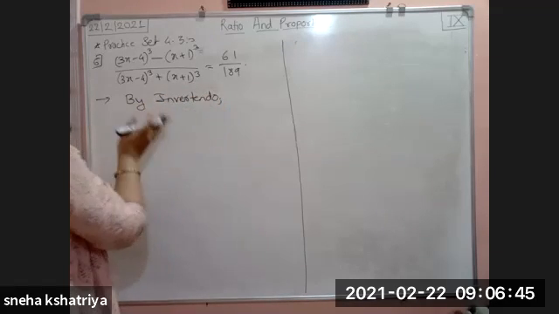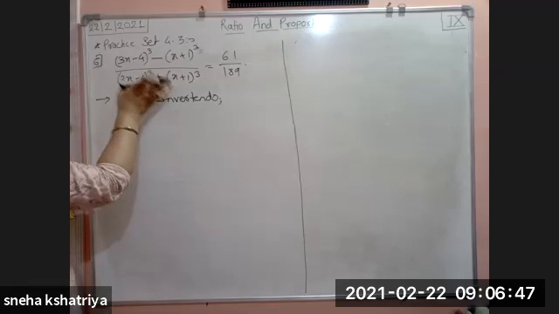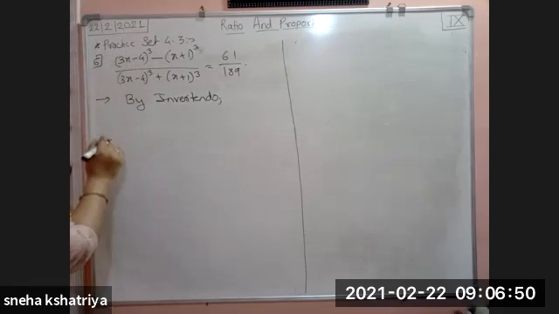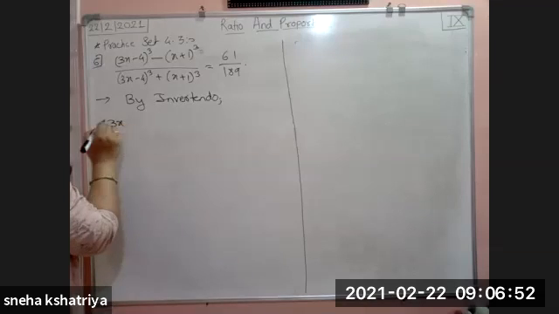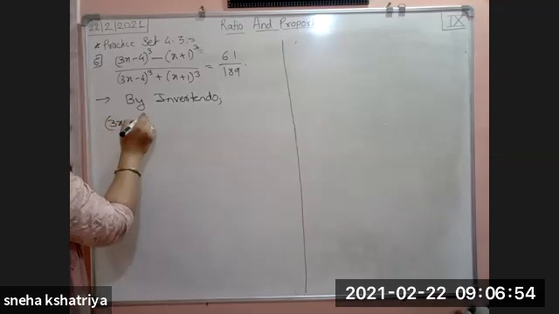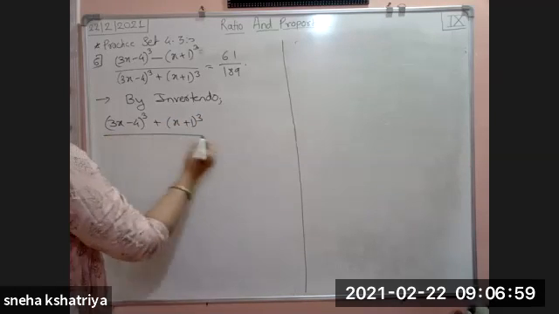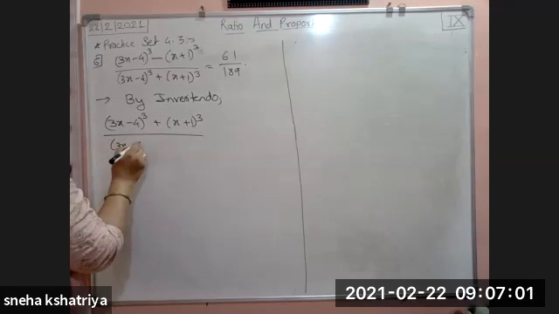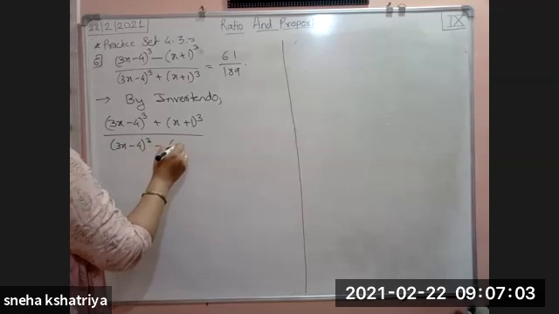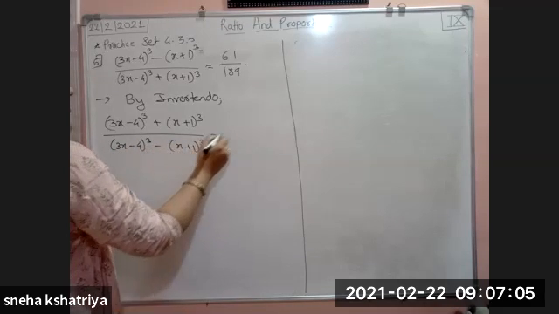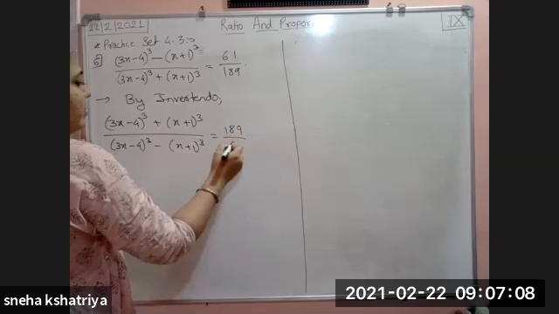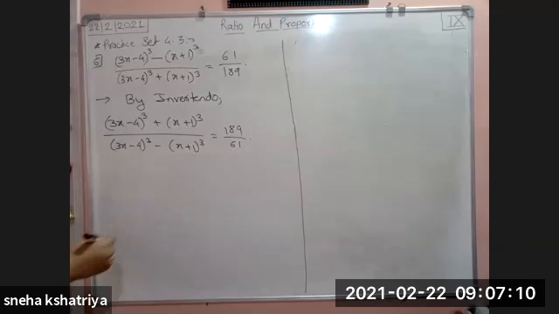Invertendo. Invert the values, denominator right at numerator and numerator at denominator. So what we will get, (3x minus 4) bracket cube plus (x plus 1) bracket cube divided by (3x minus 4) bracket cube minus (x plus 1) bracket cube, which is equal to 189 divided by 61. Okay. Now it becomes in the simple form.